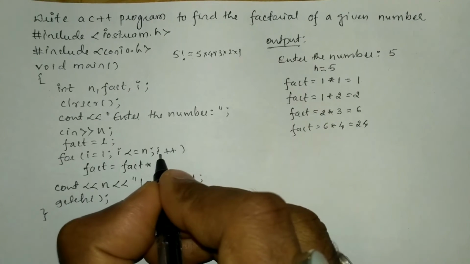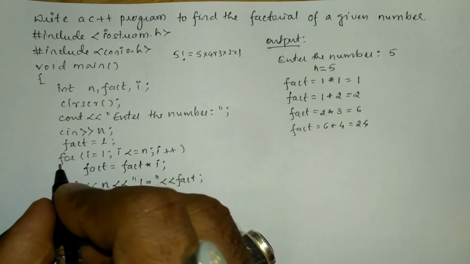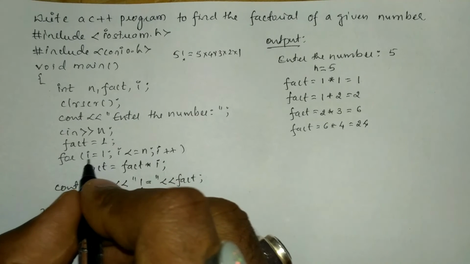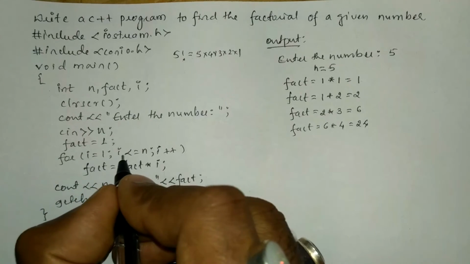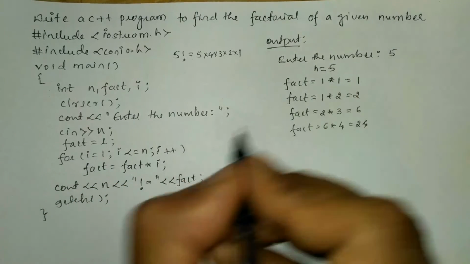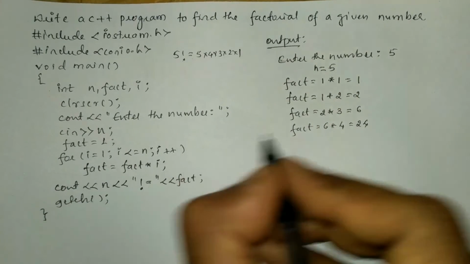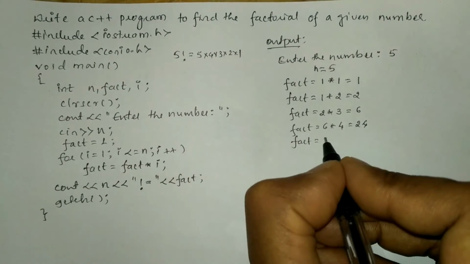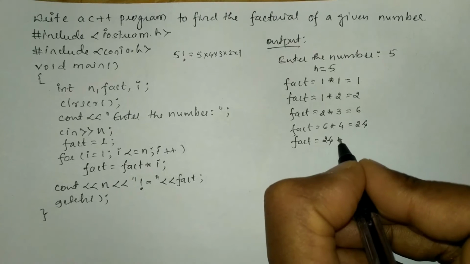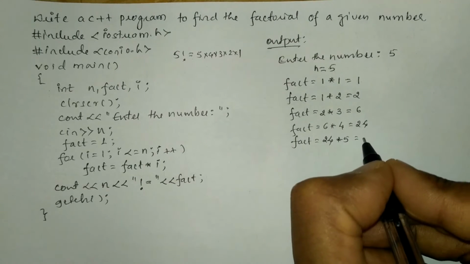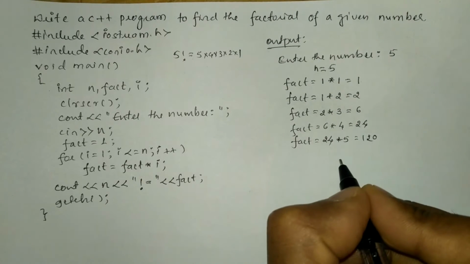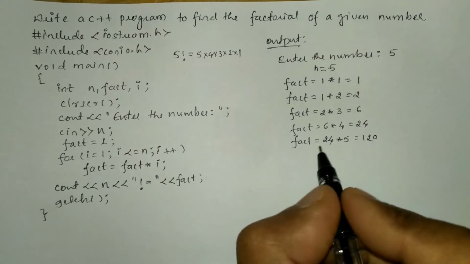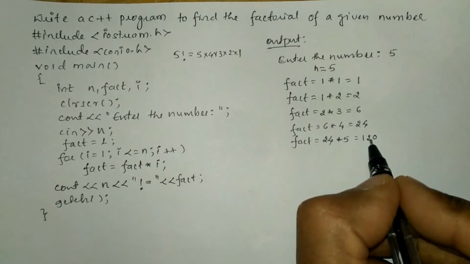By incrementing the value of I by 1, again control transfers to the for loop. Now I value is 5. 5 is less than or equal to 5. Yes, condition is true once again. Here we are going to execute this particular statement once again. So fact value is what? 24 into I value, which is 5. So 24 5s are 120. So here fact is holding 120.